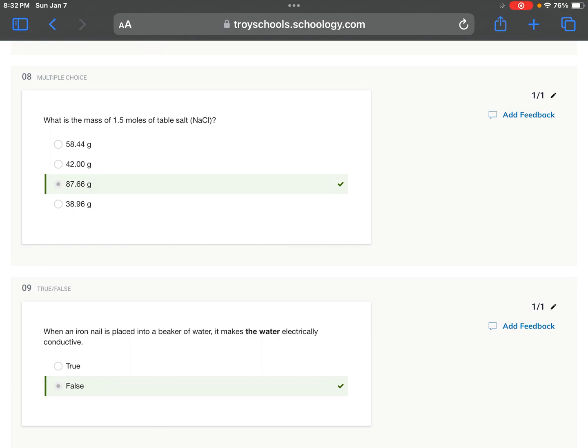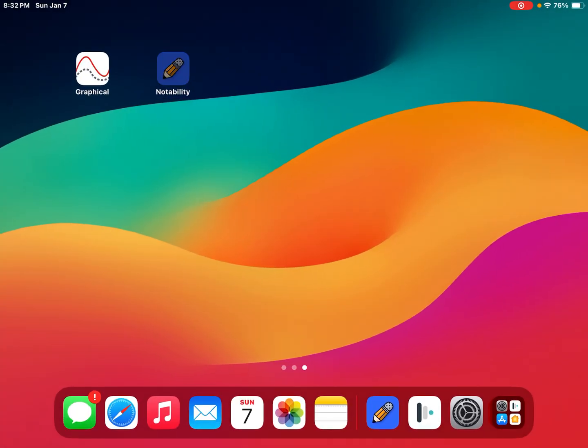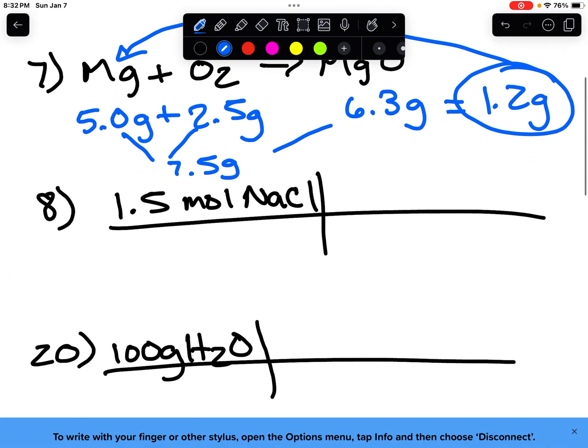The mass of 1.5 moles of table salt is another one where we have to do a little bit of mathematics. And so this is where that dimensional analysis comes in, or the railroad track method of multiplying and dividing. And this would be a moles to gram conversion. So I'm actually going to pop back out to Notability to do that math.